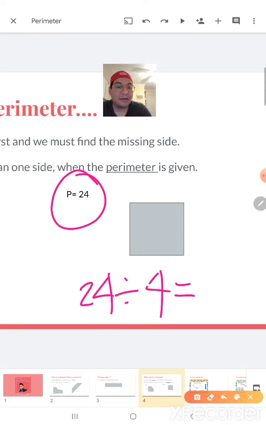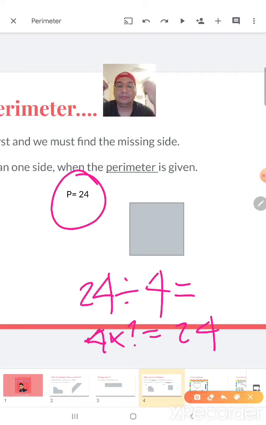Basically, remember how we divide is in the fact families. 4 times what equals 24. Just, you know your facts, right? What number times what gives me 24? Or 24 divided by 4 equals what? Give you a little time. You know your facts, and you can just go straight down the row.